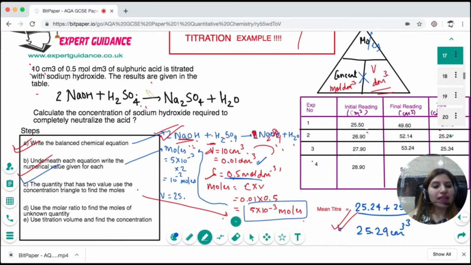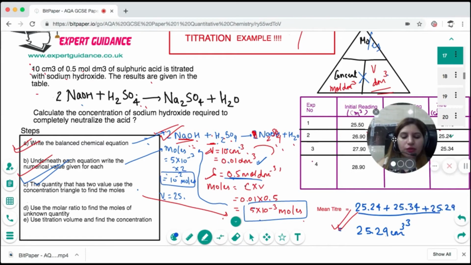Then you find the other reagent's moles by looking at the balanced chemical equation. Now the balanced chemical equation tells you that 1 mole of sulfuric acid reacts with 2 moles of NaOH. So whatever moles of sulfuric acid we have, we double it to find the moles of NaOH. So if sulfuric acid moles is 5 times 10 to the power minus 3, we multiply by 2, and the moles of NaOH is 10 to the power minus 2 moles. And the volume from the mean titer, we got as 25.29.